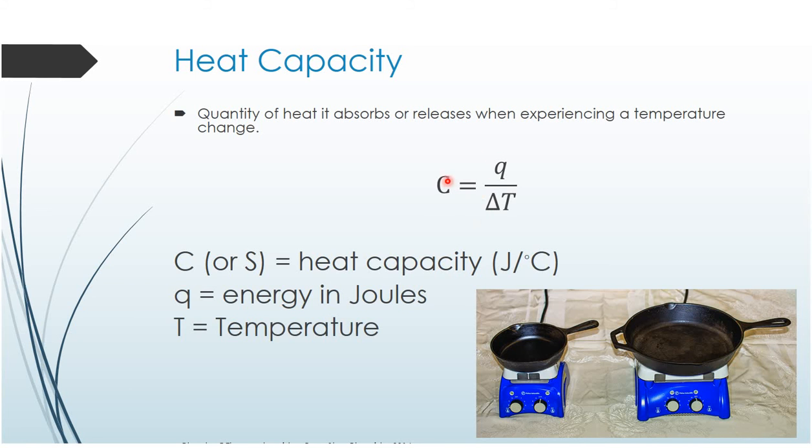So the higher your specific heat or your heat capacity is, now it's either going to be a C or an S. It's the same thing. Why do they use two letters? It should just be one letter. I don't know. It's C or S. For the longest time when I was in school, it was always C. A few publishers have started going to S. Whatever. So anyway, the higher your heat capacity, the more energy it takes to change your temperature. Okay. Now, the lower that heat capacity is, the less energy it takes to change your temperature.